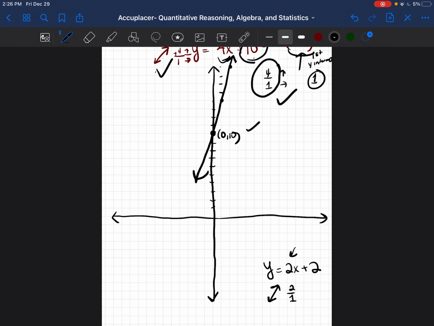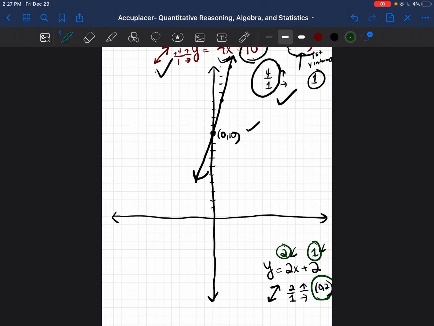We're going to put it as a fraction, 2 over 1. We're going to go up 2. We're going to go over 1. And we also know our y-intercept is also 2. So it's going to be 0, comma 2. So let's go ahead and graph it. First, we graph the y-intercept. Then we use the slope.